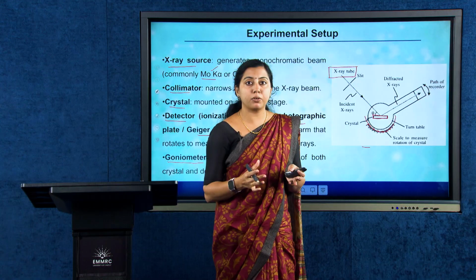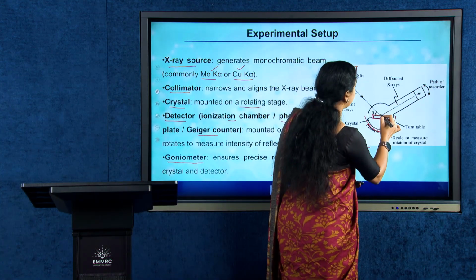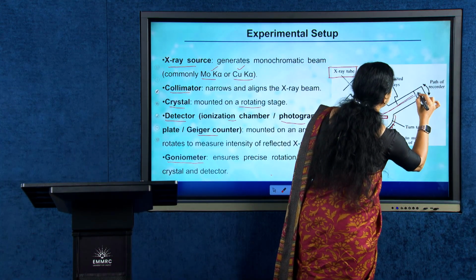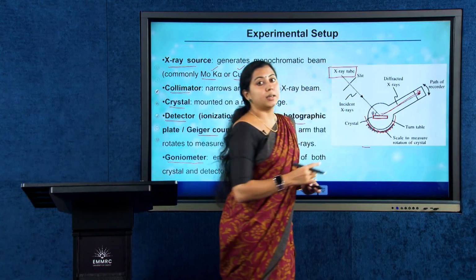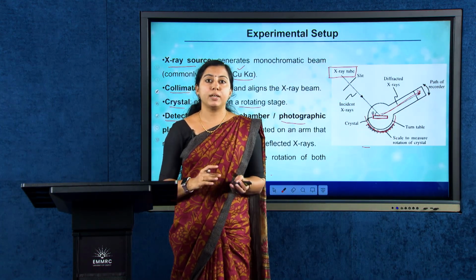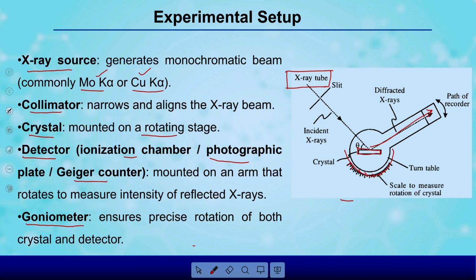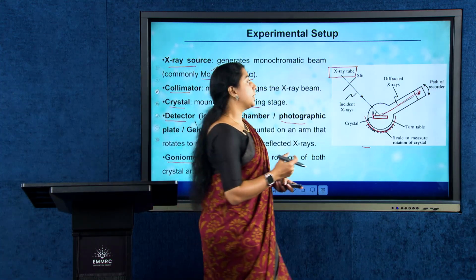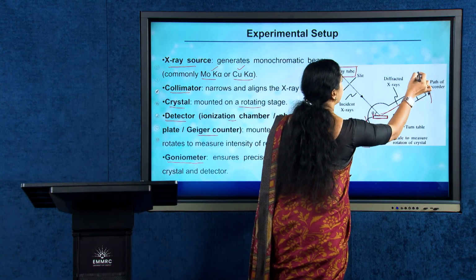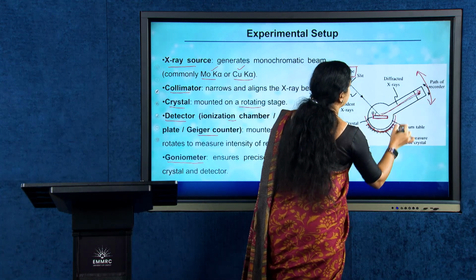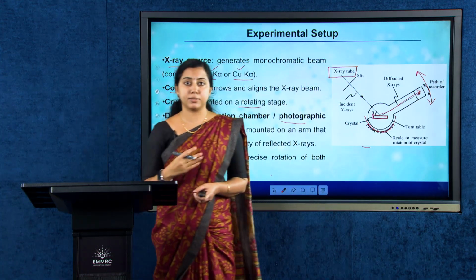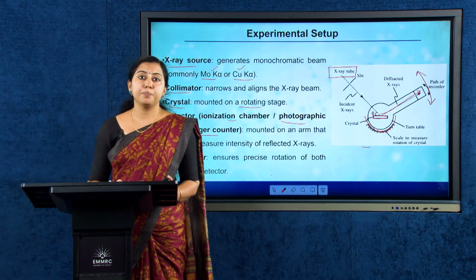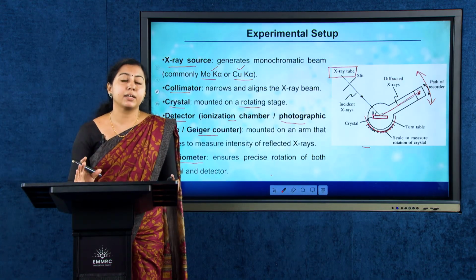So, this disc can be rotated, and what happens when X-rays fall on this crystal? It will get scattered or diffracted onto the detector. So, when it reaches the detector, it can be detected. The detector can be either an ionization chamber or a photographic plate or a Geiger counter. And the peculiarity of the detector is that the detector can also be rotated along with the crystal. So, as the crystal is rotated with varying angles of theta, the path of the detector can also be rotated.